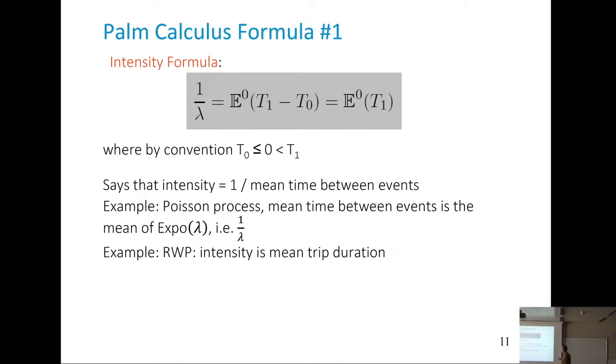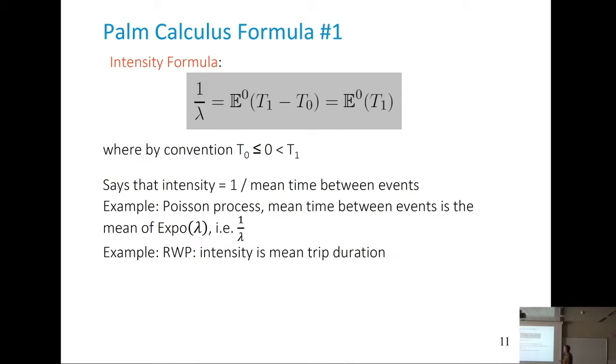which is our first Palm calculus formula, called the intensity formula. It's given here. 1 over the intensity is the Palm expectation of T1 minus T0, which is equal to the Palm expectation of T1. Right? So first, let's simplify a bit. What does that mean here? Well, remember that in this setting, we assume that time 0 is the arbitrary point in time, and T0 is by definition the transition that was just before time 0, and T1 is the next one here. So this is the assumption we make here.